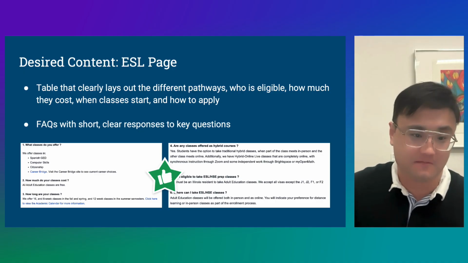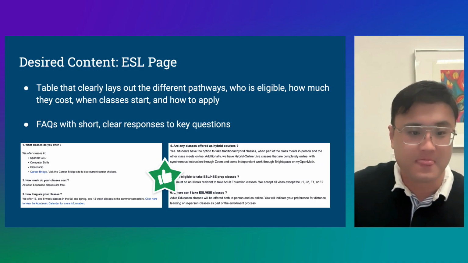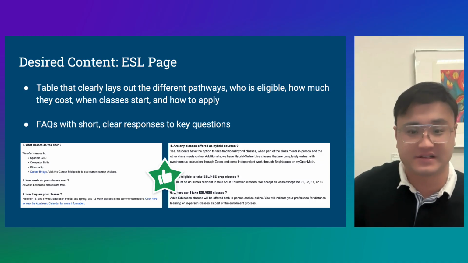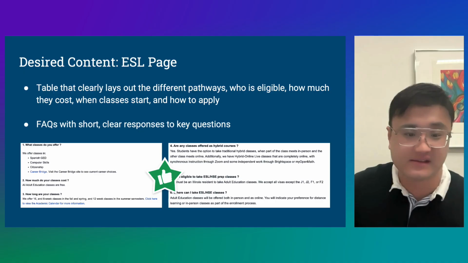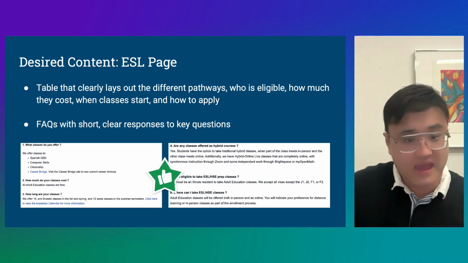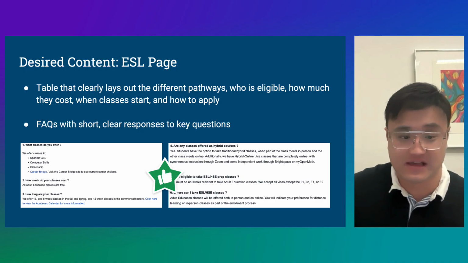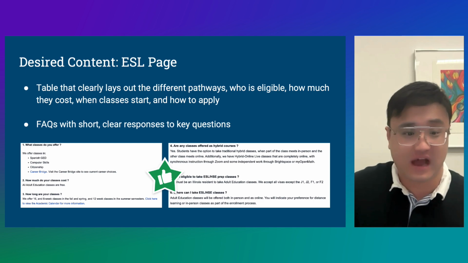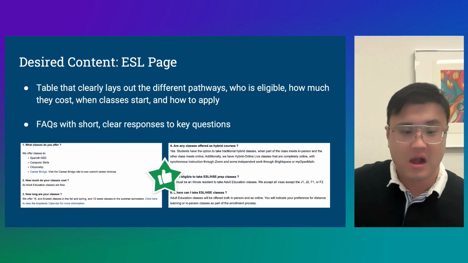For example, question number 3, how long is the semester? They said they have 16 weeks, they have 8 weeks, they have 12 weeks. Then students can use those time options to balance their work and school.